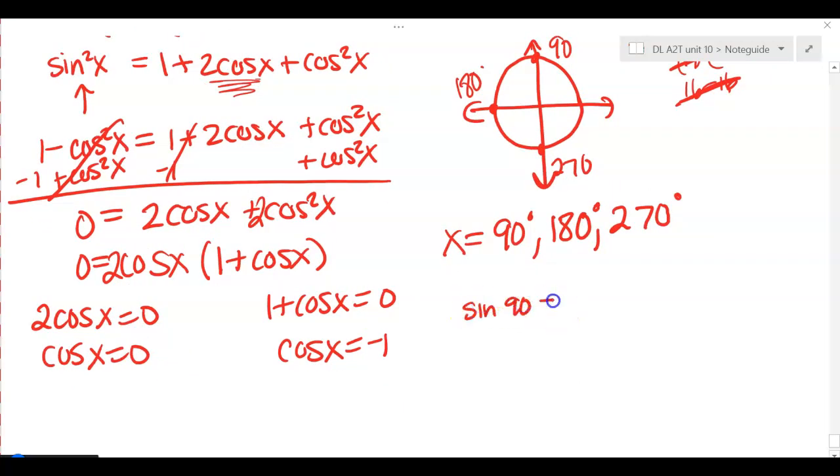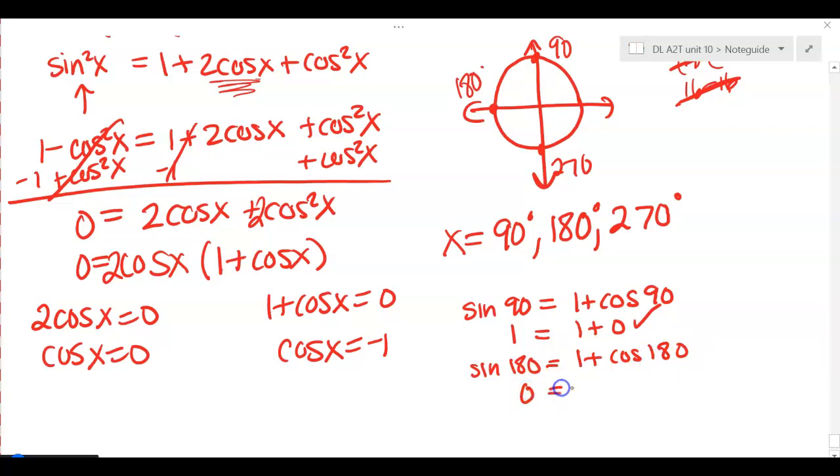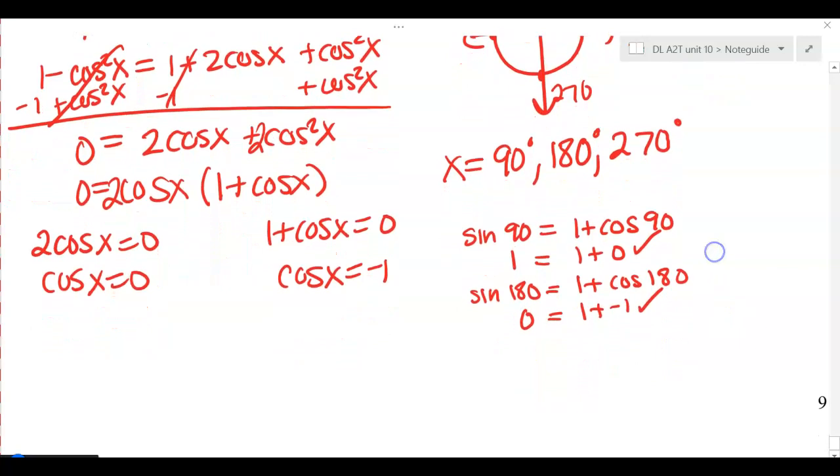So does sine of 90 equal 1 plus cosine of 90? So sine of 90 is 1. Cosine of 90 is 0. That works. Now I'm going to test 180. Does sine of 180 equal 1 plus cosine of 180? So sine of 180 is 0. 1 plus negative 1 is equal to 0, so that works.